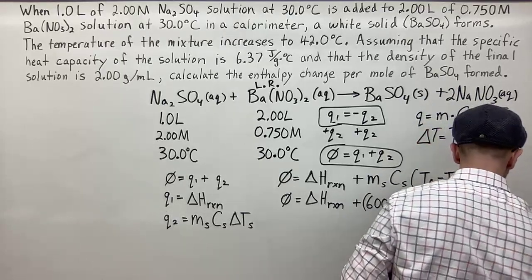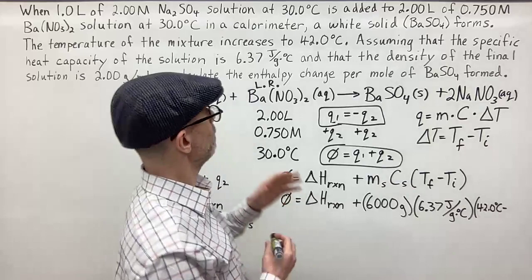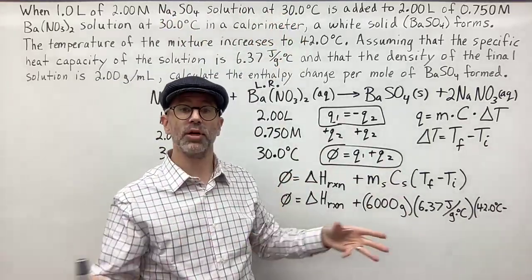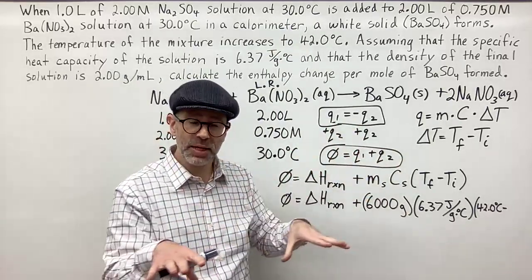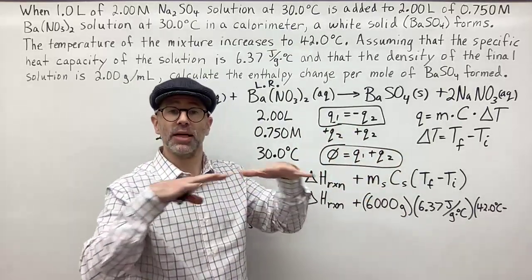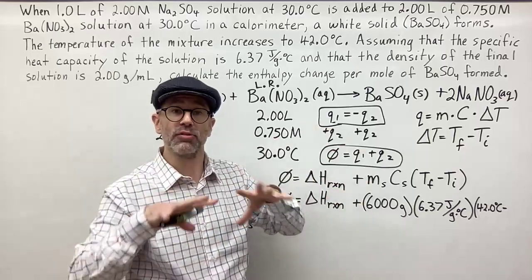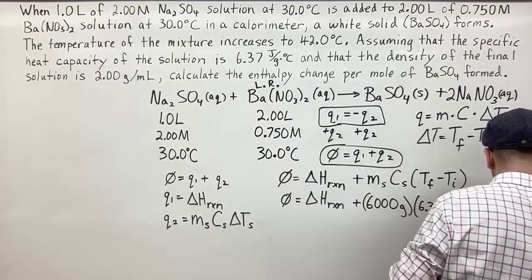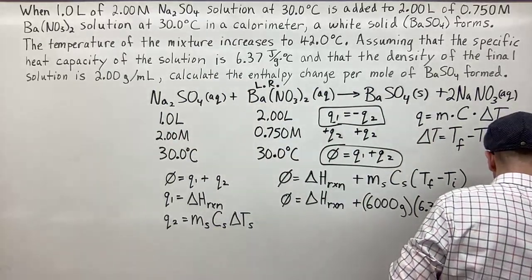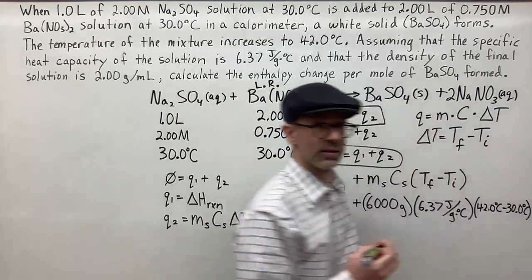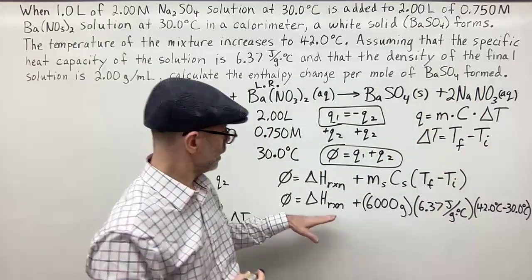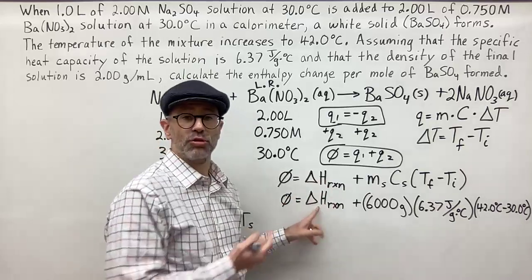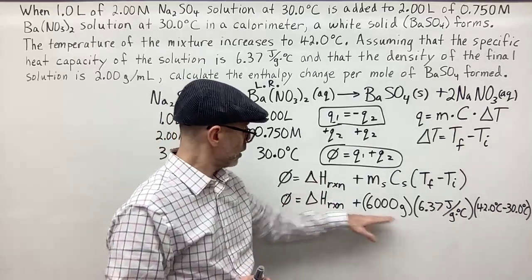42.0 degrees Celsius minus what? Both of the solutions, when we mix them together, right? We're going to mix them together at the very beginning before anything reacts. The temperature is 30 degrees because both of them mixed together are at 30 degrees. So that's going to be minus 30 degrees Celsius. So now I have everything plugged in. I have one equation, one unknown. So now I just solve for this.